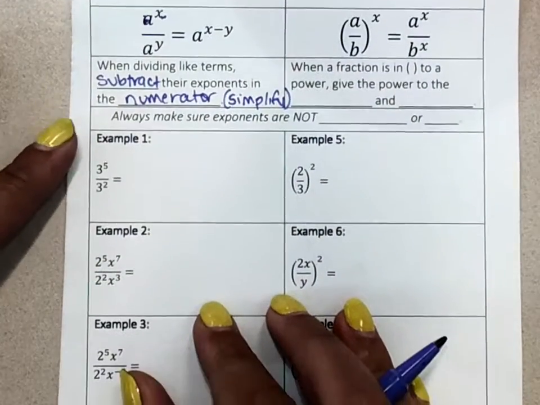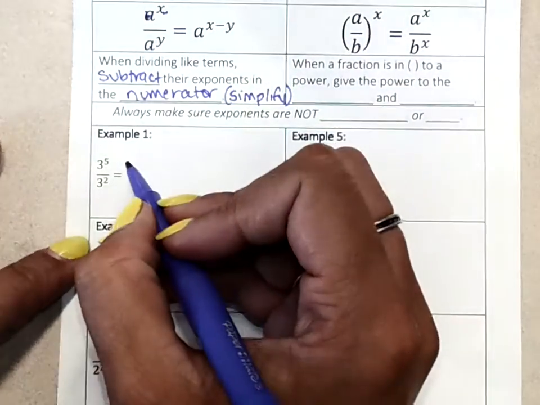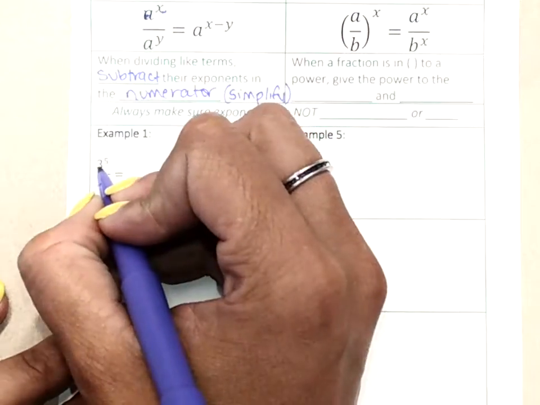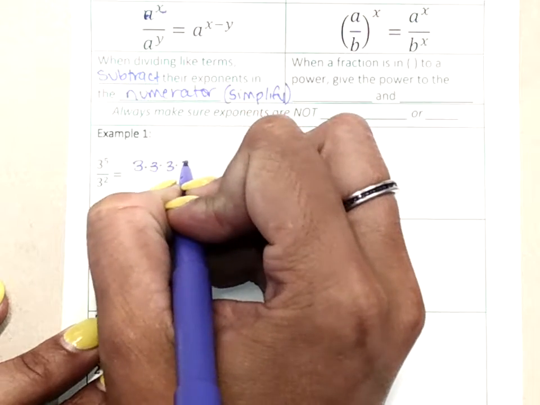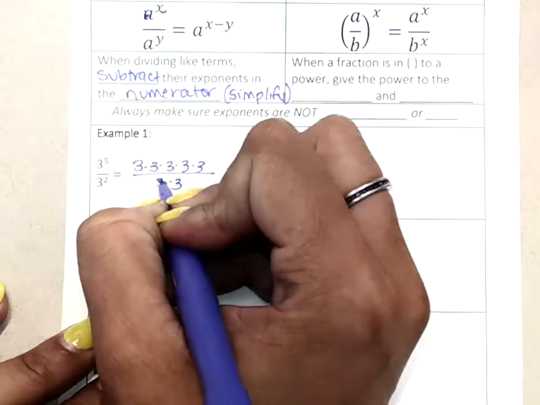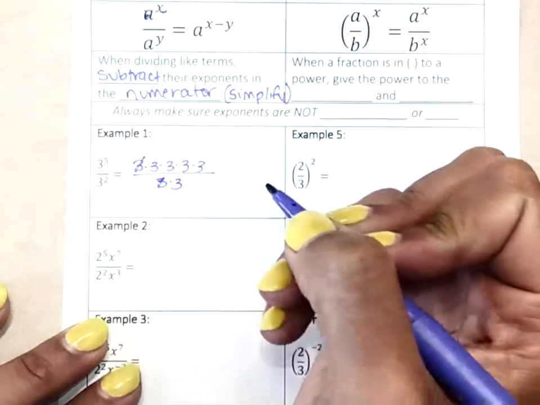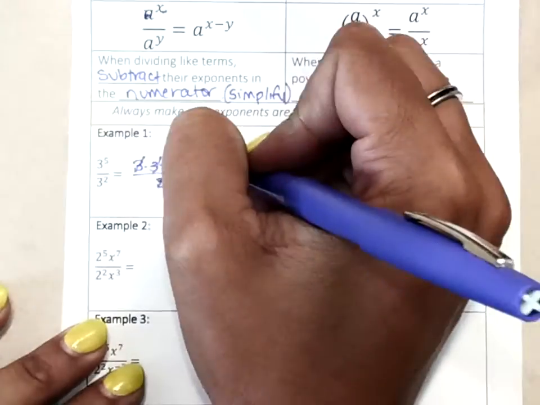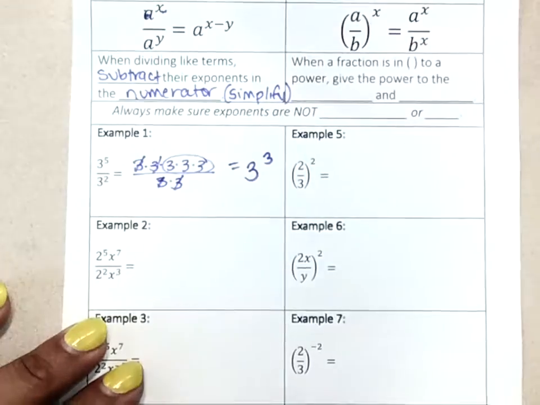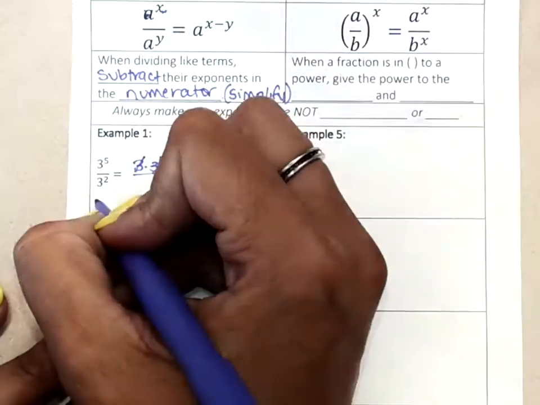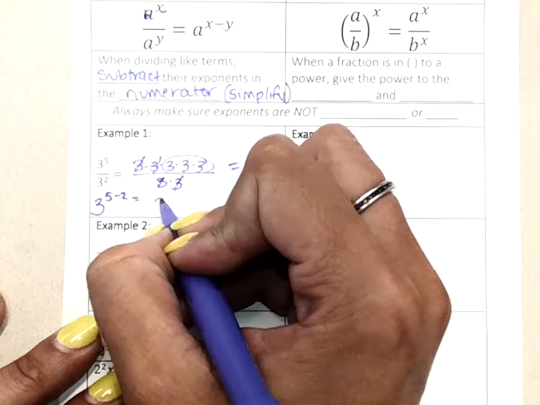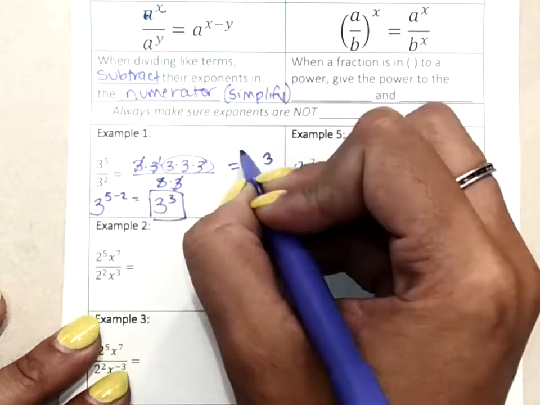So let's look at a few examples of this below. I'm going to first show us why this makes sense using expansion. So 3 to the 5th is the same as 3 times 3 times 3 times 3 times 3 over 3 to the 2nd. So for each 3 in the numerator, I can cross out a 3 in the denominator. This leaves me with 3 3's in the numerator, so that would be 3 to the 3rd. If we'd used the rule, we would have taken 3 to the 5th and subtracted 2, and we would have still gotten 3 to the 3rd.